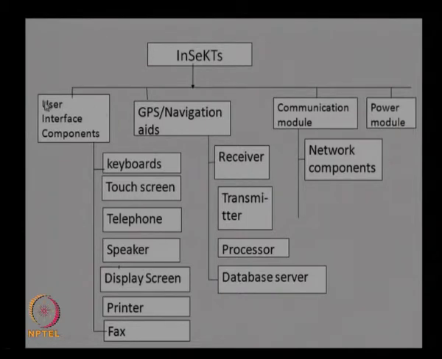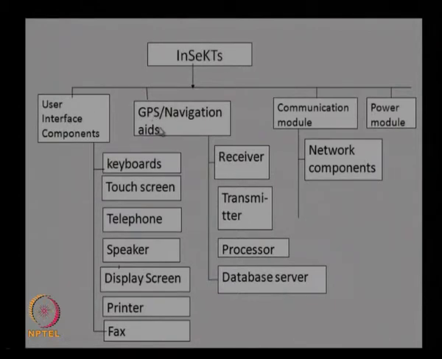Here you can see the user interface is one important sub function which provides input and output for the system. So for that we need to have a user interface. So user interface components is one, then the GPS and navigation aids, then communication module, then power module, then other input output modules also will be there. Here again, for the user interface we can see that there are different kinds of input and output requirements. So we can use keyboards or touch screen, telephone, speaker, display screen, printer, fax. So these are the components which can be used for the user interface.